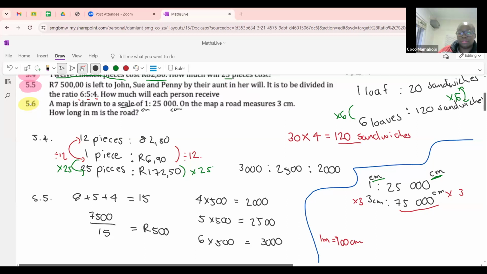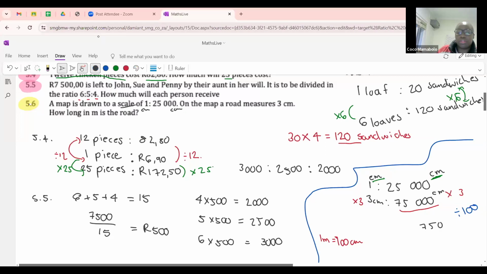750,000. Okay, but we can't multiply, because between centimeters and meters, meters is bigger. So it should get smaller. So instead of multiplying, we need to divide. Divide by 100. Correct. Divide by 100. That means it's 750 meters. It is 750 meters, correct.